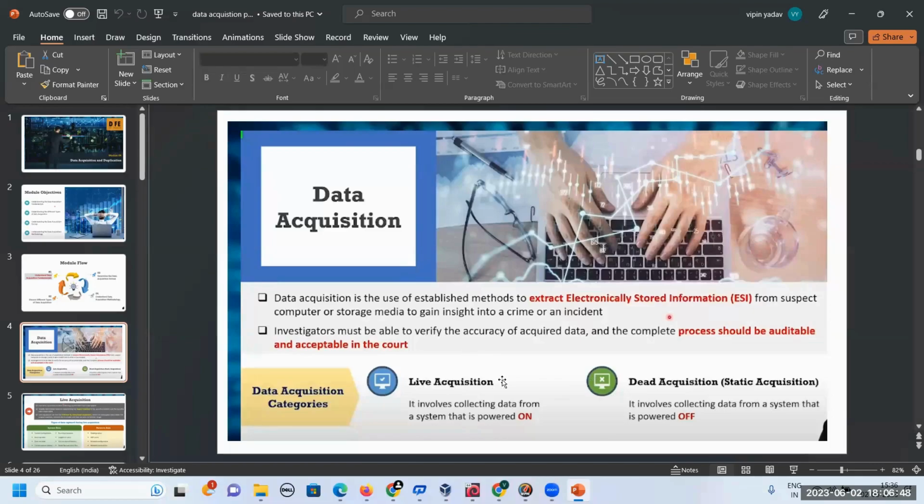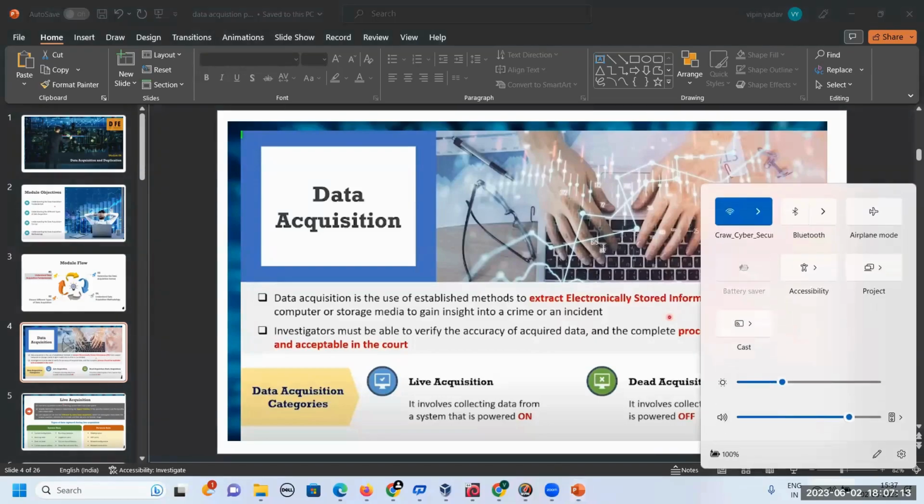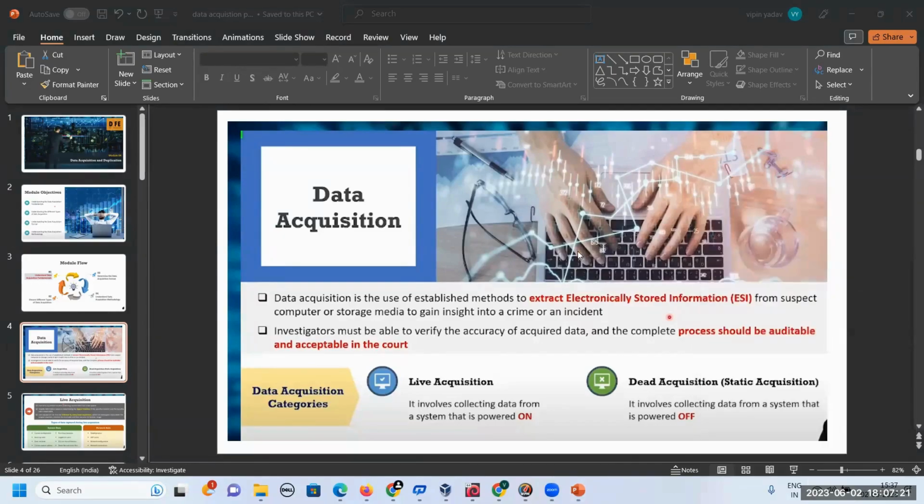Maybe you are all familiar with it. What is live acquisition and what is dead acquisition? Is there anyone who can tell about it? Sir, live acquisition, you can say the system is already on, and from there we are extracting data. For example, a browser stays open, so we check the history, what websites were last visited, and maybe we can get credentials also if they are saved.